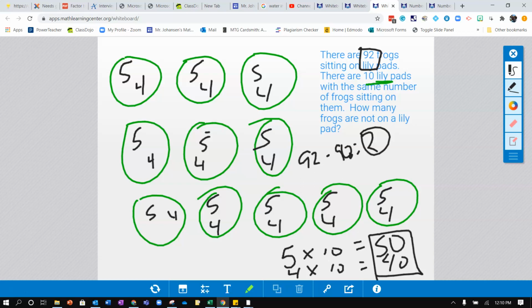We call these remainders. And so those frogs don't fit equally onto the lily pads. Another way to use the drawing tools to help you solve a problem.